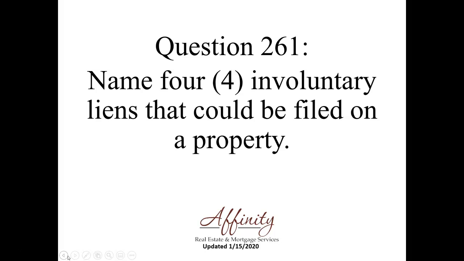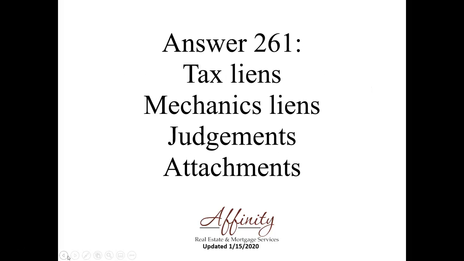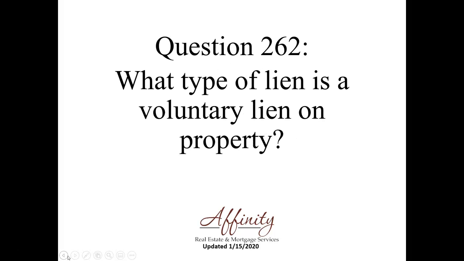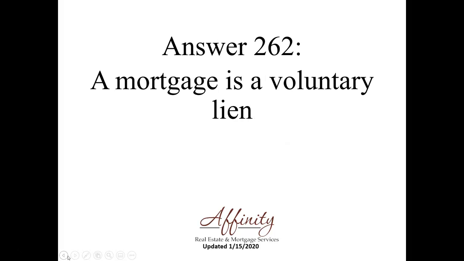Question 261. Name 4 involuntary liens that could be filed on a property. We have tax liens, mechanic liens, judgments, and attachments. Question 262. What type of lien is a voluntary lien on property? A mortgage is a voluntary lien.